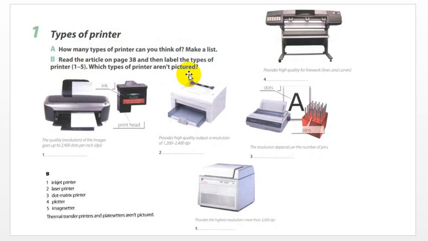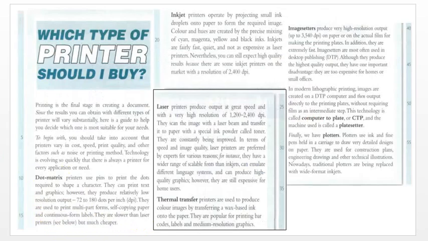Which types of printer are in the pictures? These are the types of printers you can see in this picture. Here are label number 1, number 2, number 3, number 4, number 5. The first one is the inkjet printer, the second one is the laser printer, the third one is the dot matrix printer, the fourth one is the plotter, the fifth one is the image setter, and the thermal transfer printer and plate setter aren't pictured.